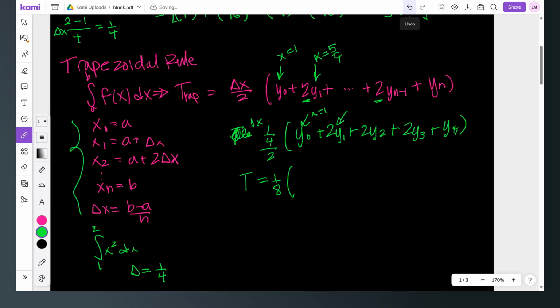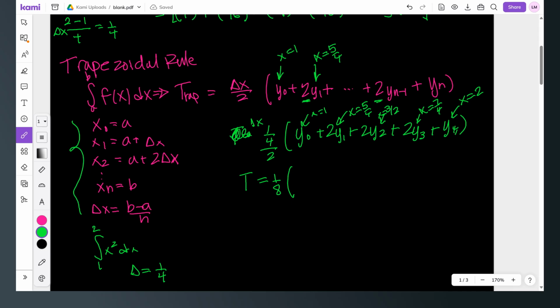All right, so my first x is 1. My second x is 1 plus 1/4. My third x is 5/4 plus 1/4. My fourth x is 6/4 plus 1/4, so it's 7/4. And then my last x is 8/4, which is 2. All right, so those are the values I'm going to plug in.